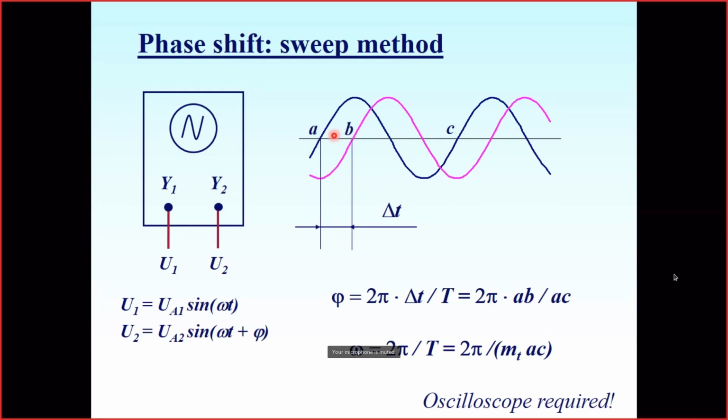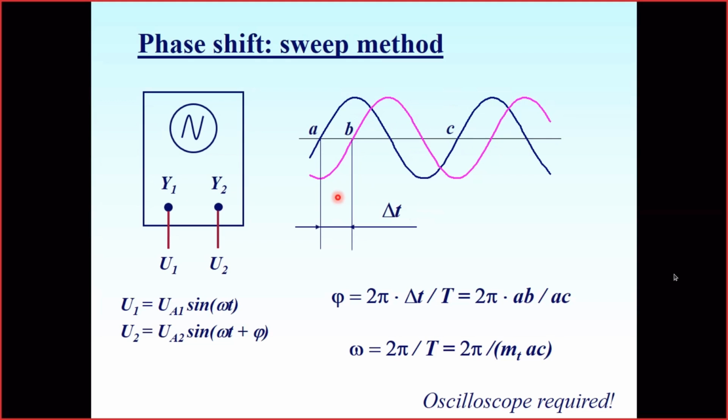We just take this distance, and using the scope, we measure the time between this point and this point, or between maxima, and then divide 1 by this time, and we calculate the frequency. So actually we measure the period with the scope, and then we get a frequency.